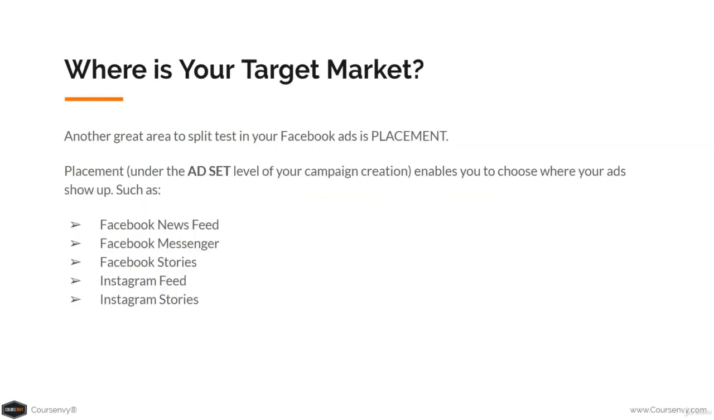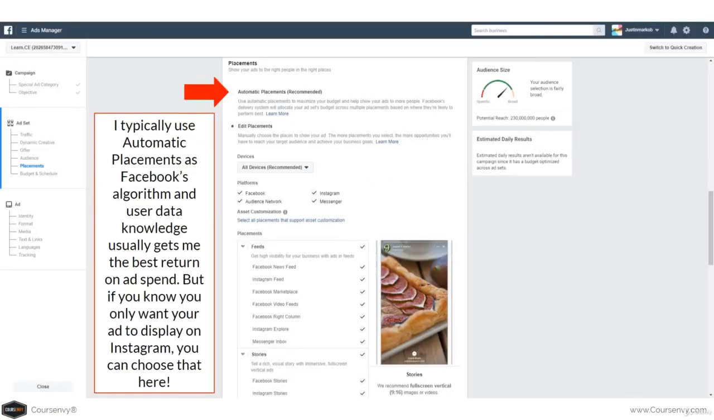Another great area to split test in your Facebook ads is placement. Placement is under the ad set level of your campaign, and it enables you to choose where your ads show up, such as Facebook Newsfeed, Facebook Messenger, Facebook Stories, Instagram Feed, and Instagram Stories. I typically use the automatic placement option, as Facebook's algorithm and user data knowledge usually gets me the best return on ad spend. But if you know you only want your ad to display on Instagram, you can choose that here.